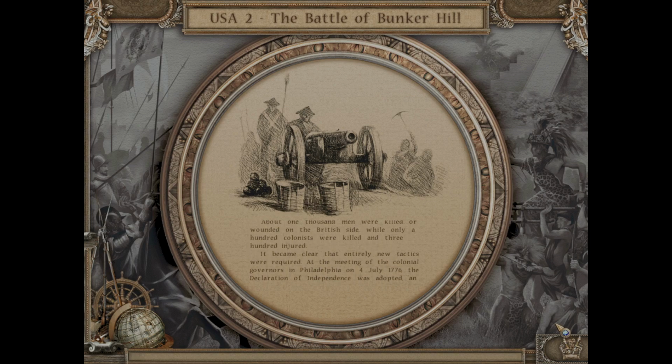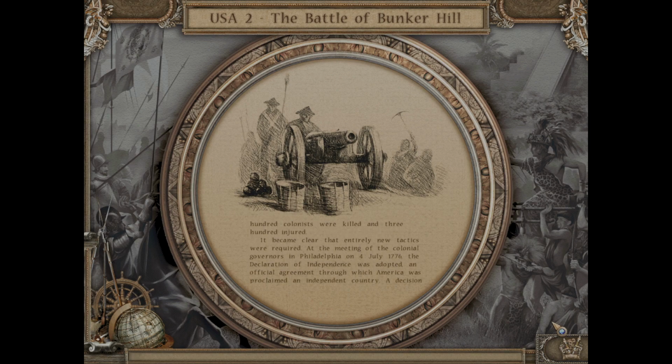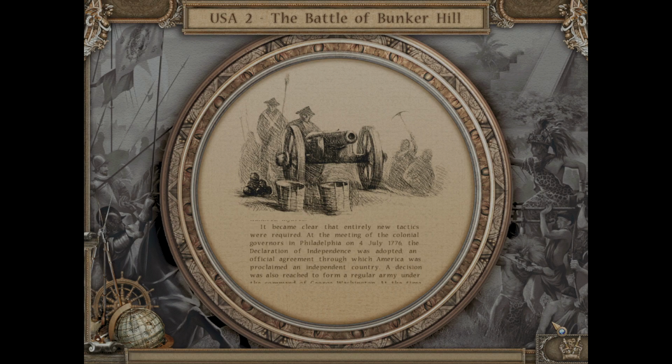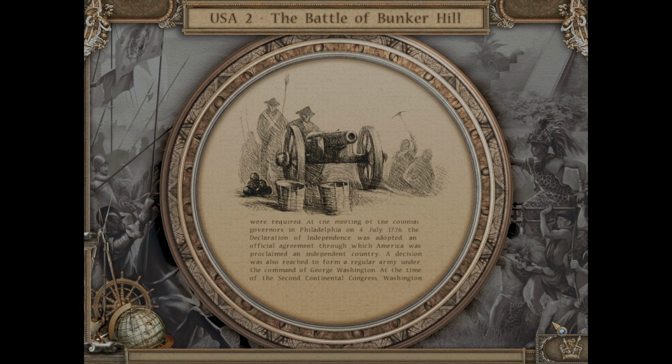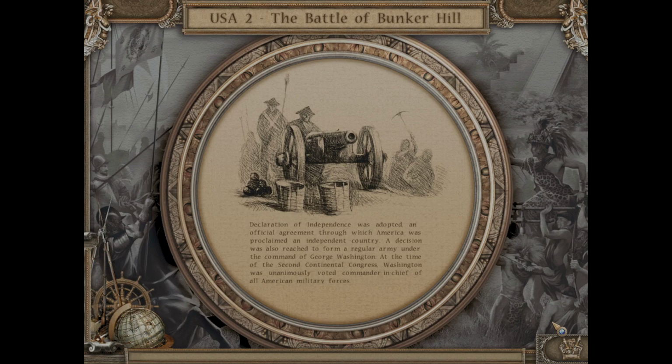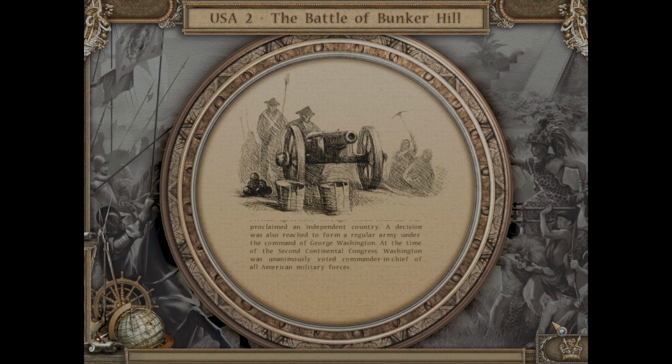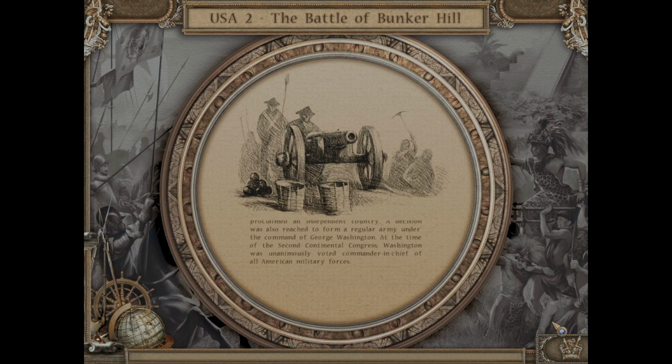At the meeting of the colonial governors in Philadelphia on the 4th of July, 1776, the Declaration of Independence was adopted, an official agreement through which America was proclaimed an independent country. A decision was also reached to form a regular army under the command of George Washington. At the time of the Second Continental Congress, Washington was unanimously voted Commander-in-Chief of all American military forces.